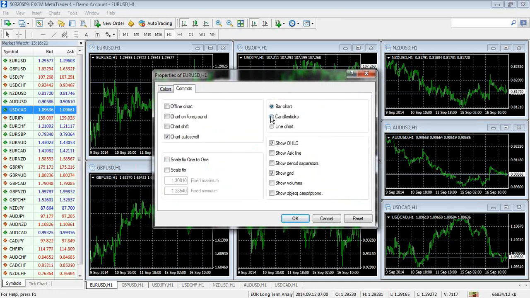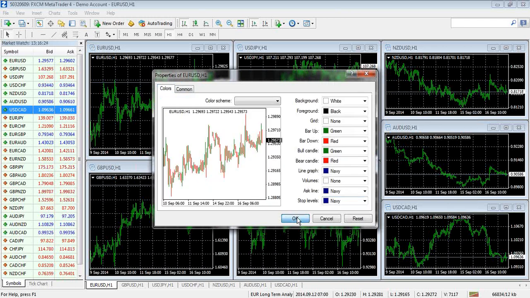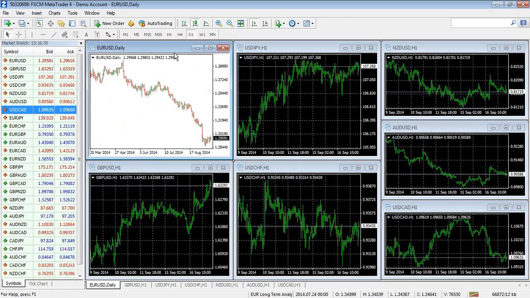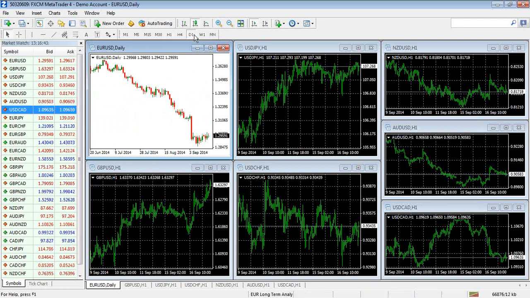Under common, I generally want candlestick charts to pull up. So I can change that chart up here on the euro dollar to reflect what template I want. Once I have my colors the way I want them, or my chart set up the way I want it, in this case I wanted to show you an example of a daily chart going back to June. So I just clicked daily, and I just zoomed in once on this chart.